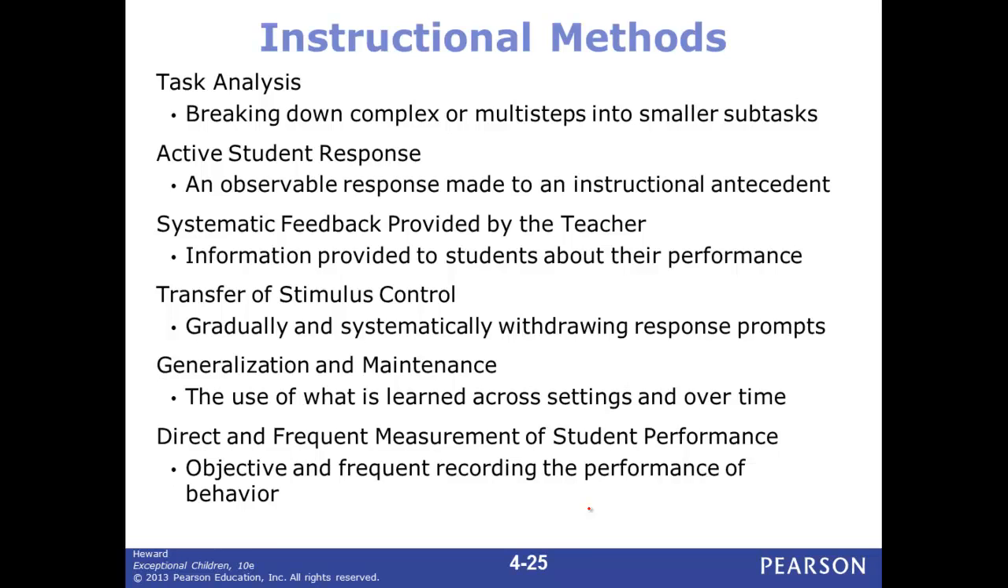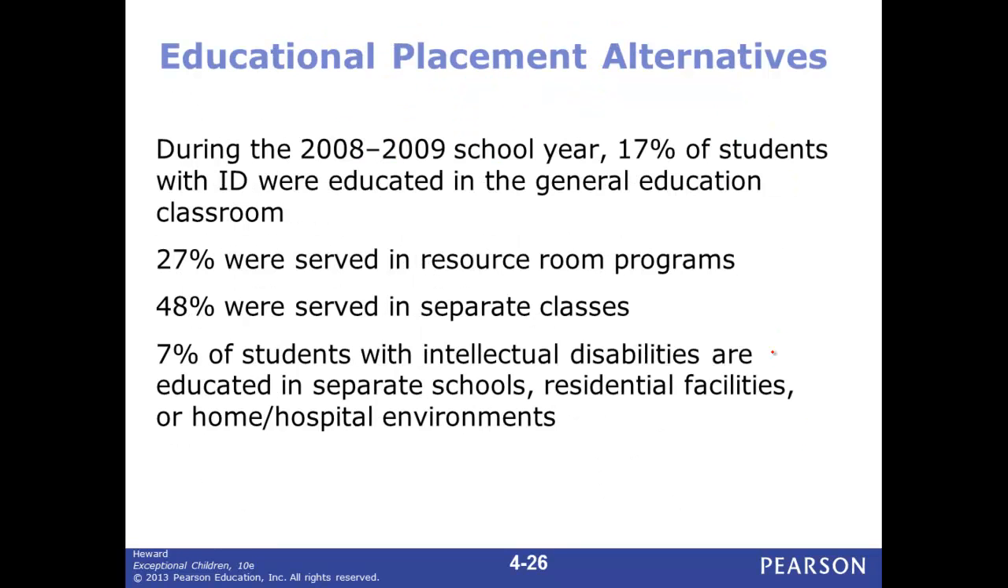What I'm going to ask you to do here, and this will be number 11, is this. This tells you what each of these are, but I'm going to ask you what you use them for. There are 1, 2, 3, 4, 5, 6 things here, and each one tells you what it is, but what would you use it for? What would be a common thing that you would use this particular instructional method for? A task analysis, active student response, systematic feedback provided by the teacher, transfer of stimulus control, generalization and maintenance, direct frequent measurement of performance. Why are these important? What do they have to do with the instruction of these skills?